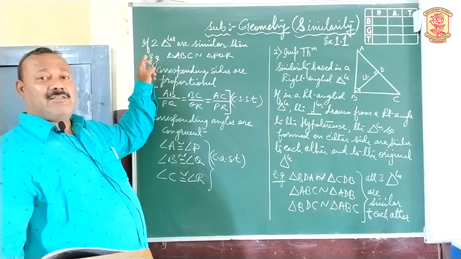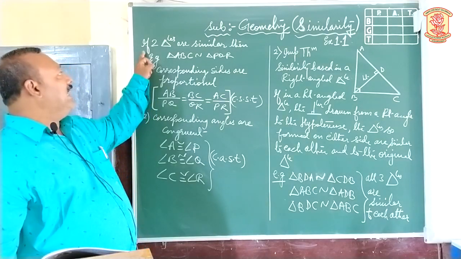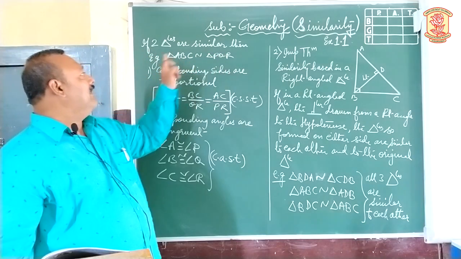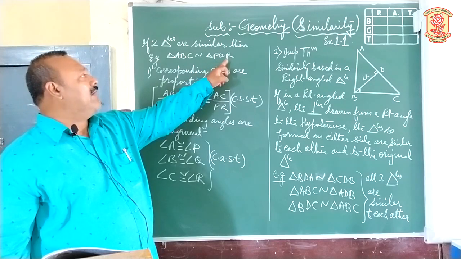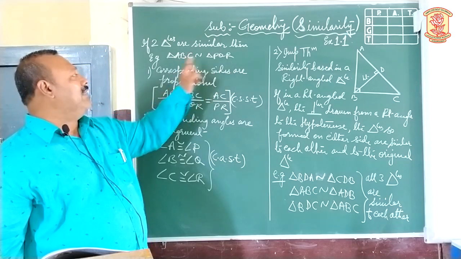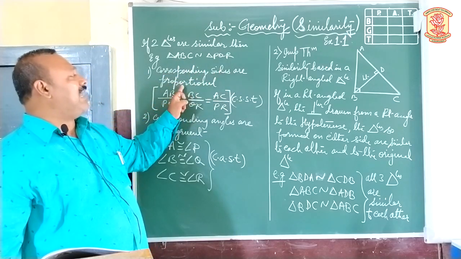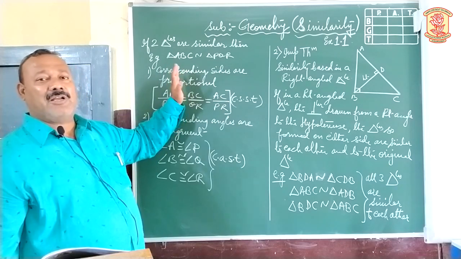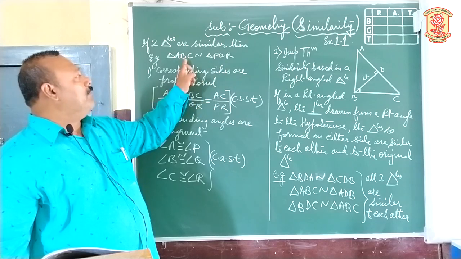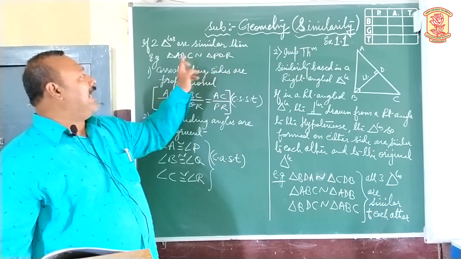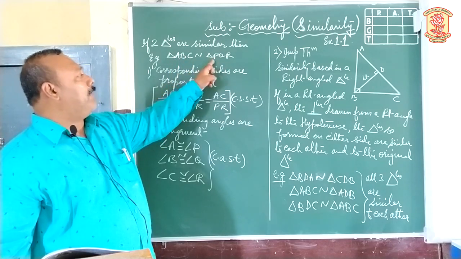Now, in the next session, we will see what follows if two triangles are similar. For example, triangle ABC is similar to triangle PQR. Whenever two triangles are similar, then the corresponding sides are proportional. Which are the corresponding sides? For example, AB upon PQ, BC upon QR, and the third side will be AC upon PR.